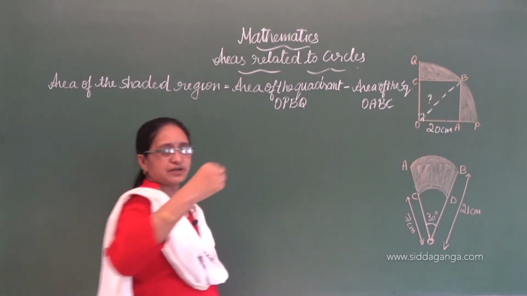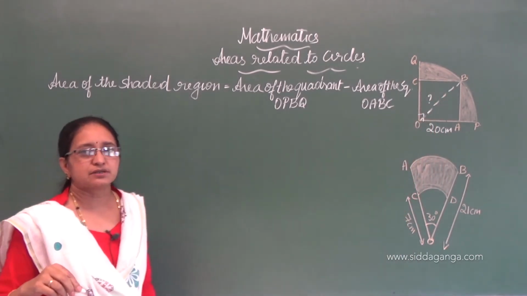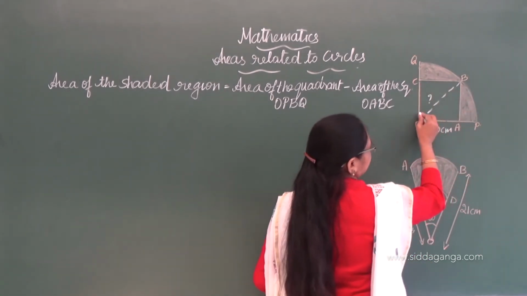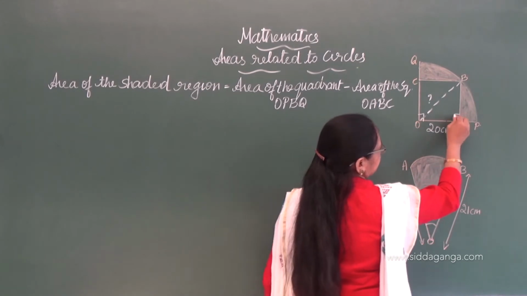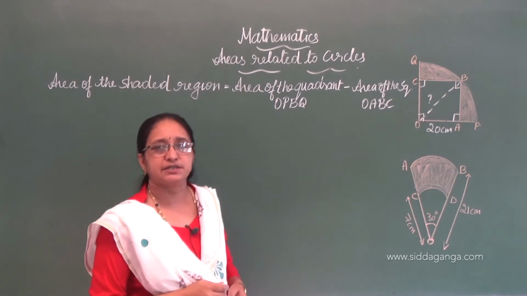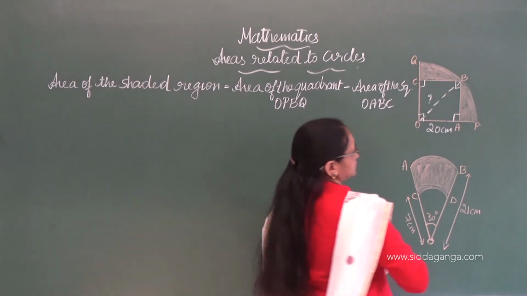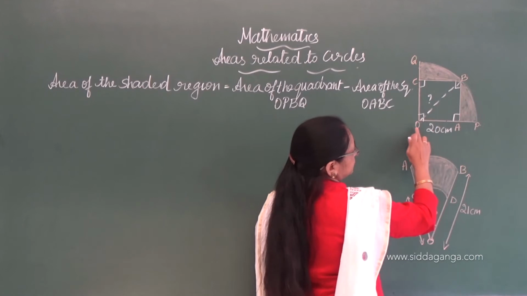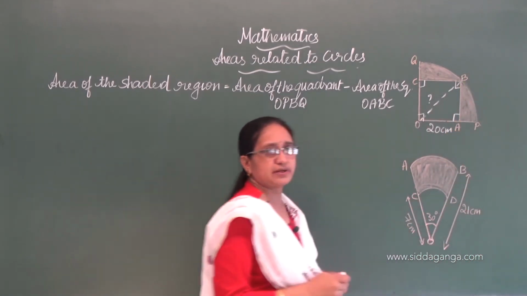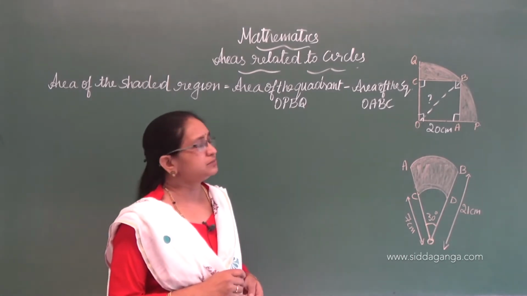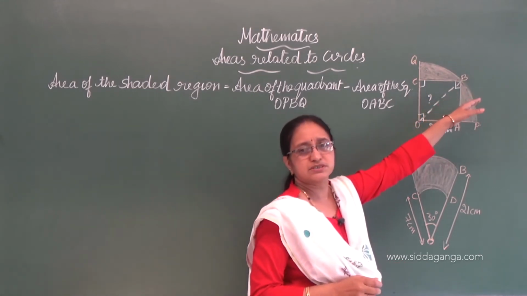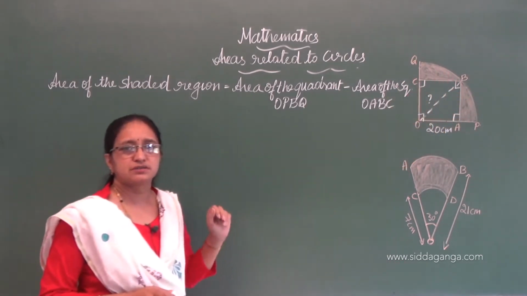So it is easy to find out OB by using Pythagoras theorem. See, because this is a square and definitely we know this is 90 degree, everywhere it is 90 degree, all the angles of a square is 90 degree. Therefore, by using Pythagoras theorem, we know OA is equal to 20 centimeter, OB is also 20 centimeter, correct? So by using that, we can find out OB, that is by using Pythagoras theorem.